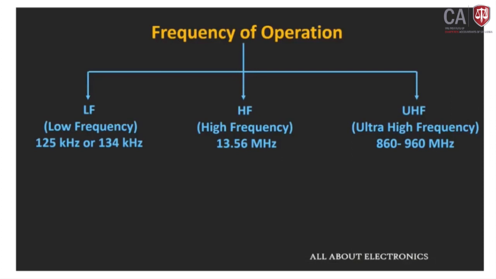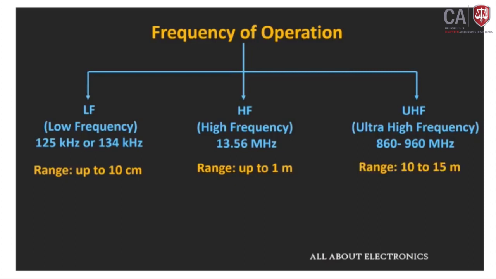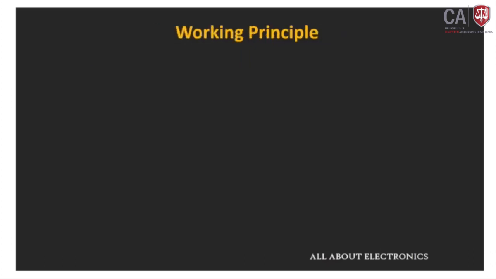As low frequency signals can travel a very short distance, the range of the RFID tags using this low frequency range is up to 10 centimeters. High frequency radio waves can travel up to 1 meter, while the ultra high frequency radio waves can travel much longer. The RFID tags using ultra high frequency can reach 10 to 15 meters. Now let us see the working principle for this RFID tag.